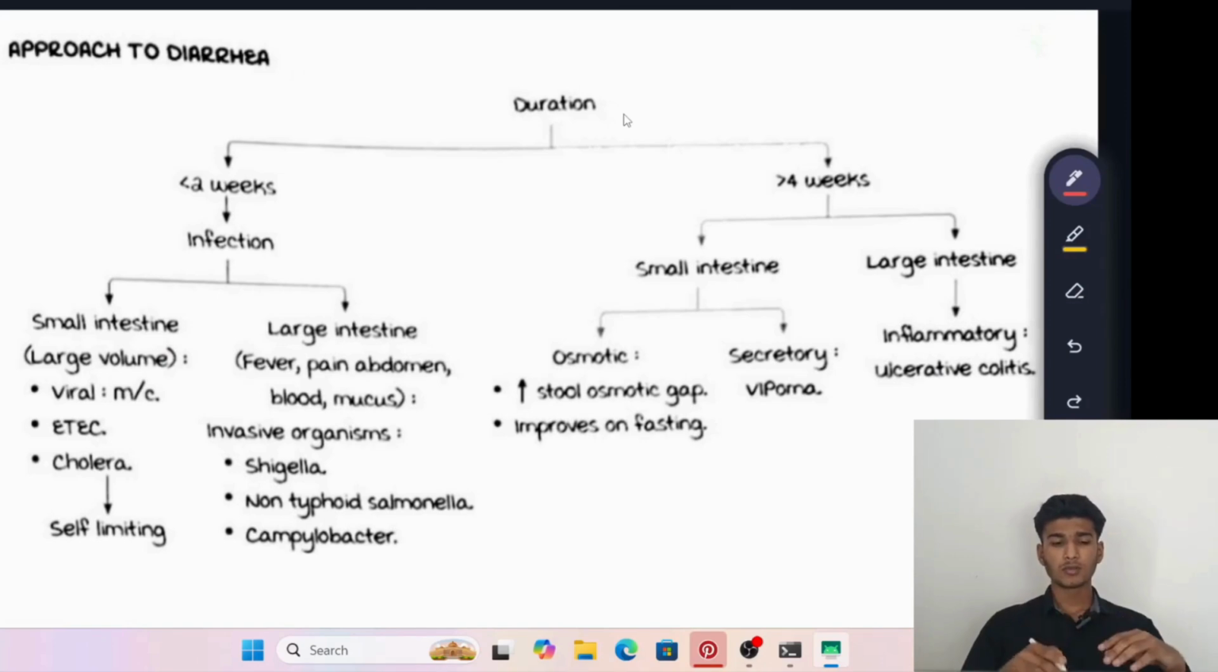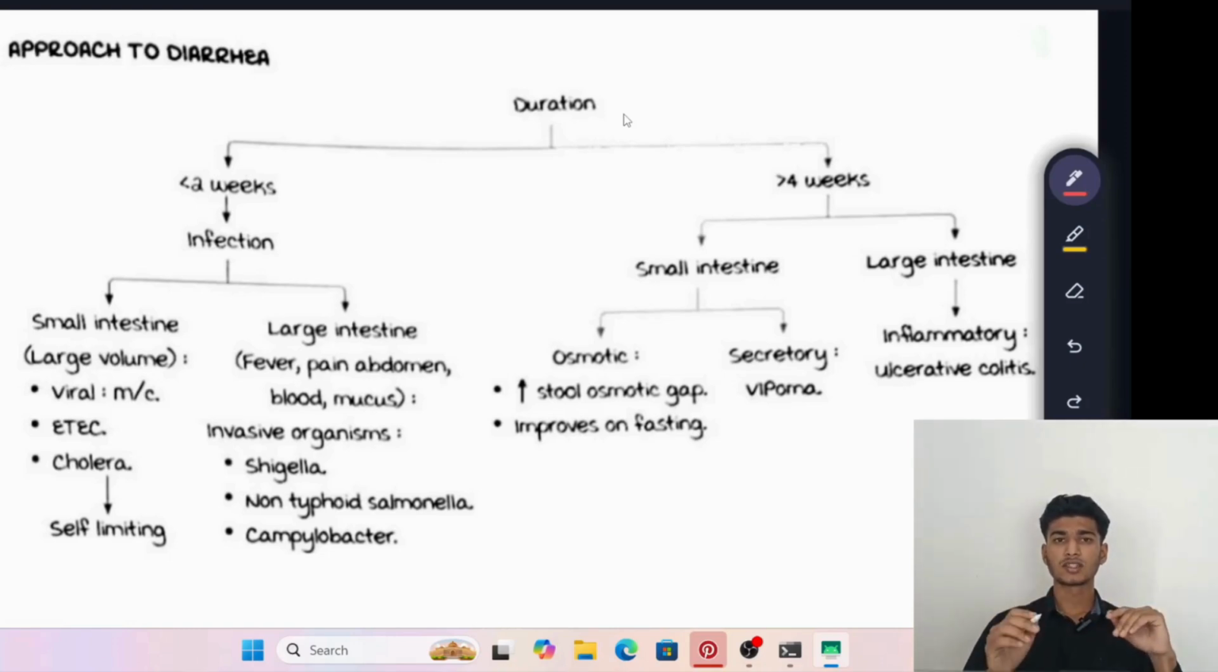Okay, this is a very important table. Listen very carefully because this will really help you in the diagnosis of the patient. Whenever the patient comes to you, what will be your first question? You'll ask, for how many days have you been suffering? What is the duration of these symptoms of diarrhea?